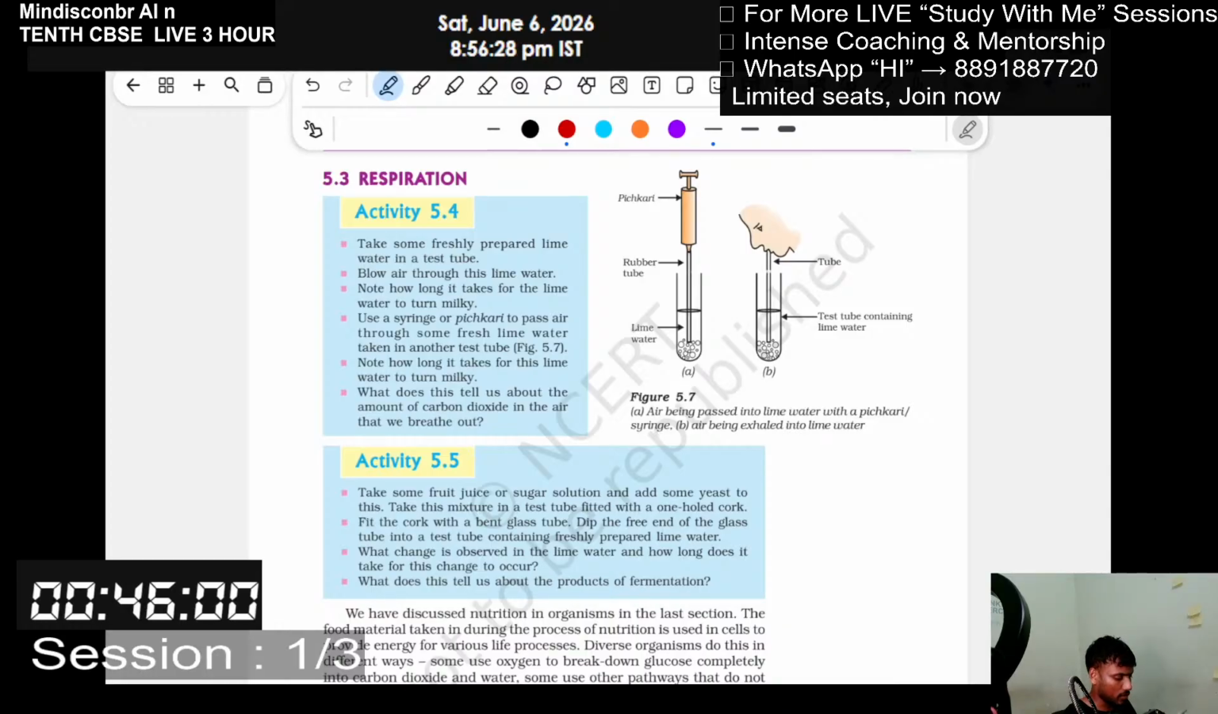Life process. Explain respiration. In the textbook, first itself, the two activities are given, that we can check later.